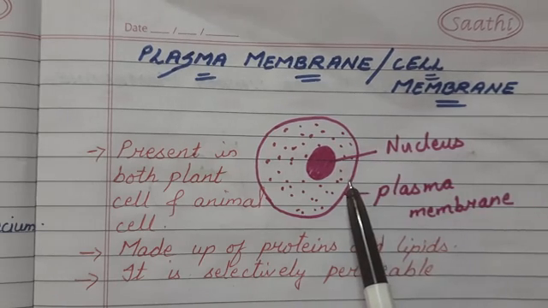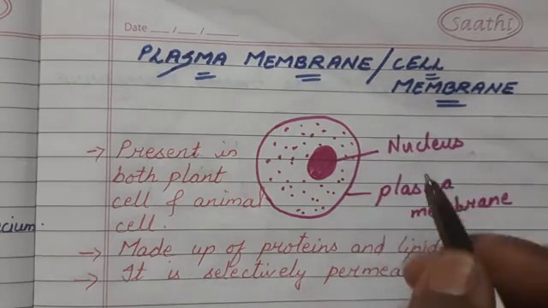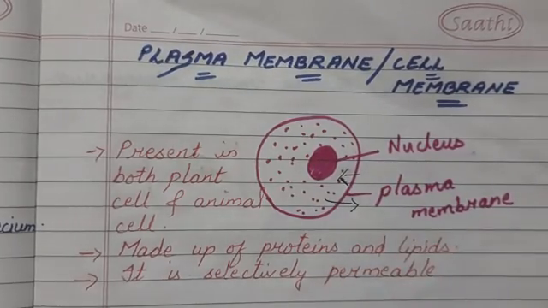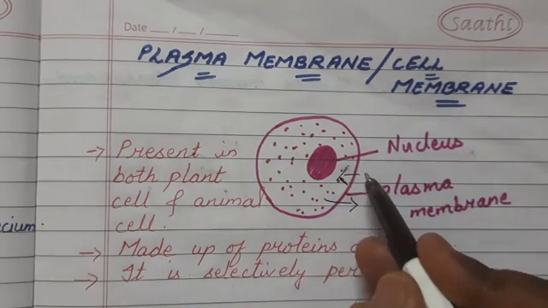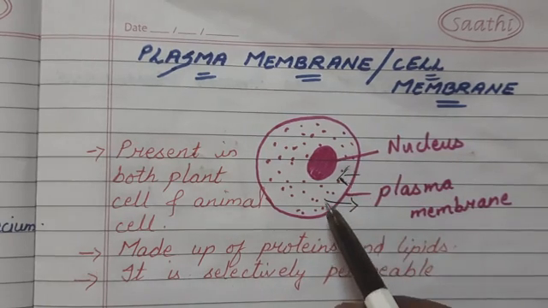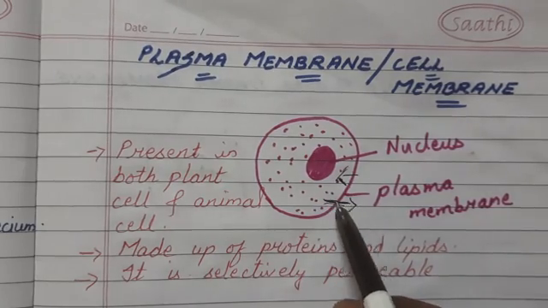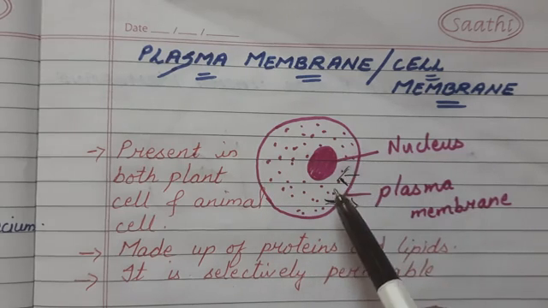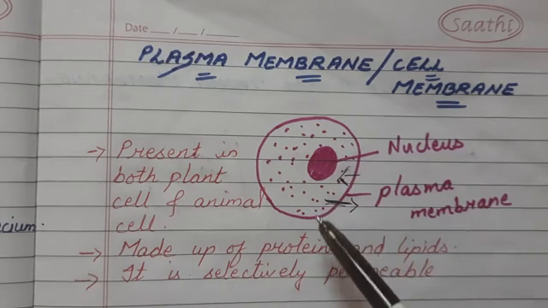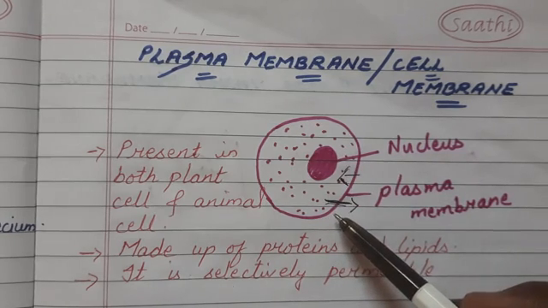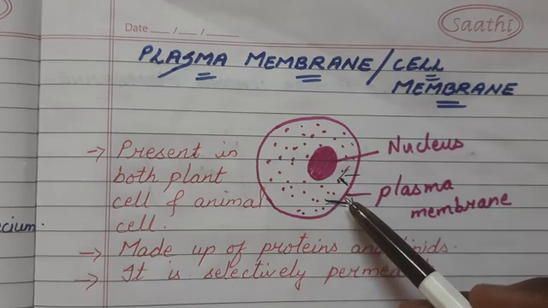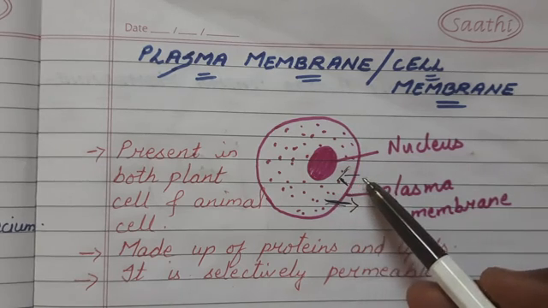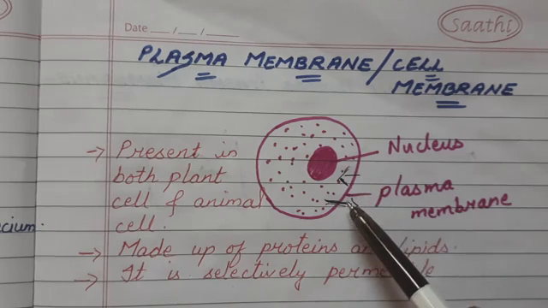That means it does not allow all the materials. All the materials cannot get inside the cell, or go out of the cell. So if any material has to get into the cell, or move out of the cell, it is decided by the plasma membrane. That is why it is called a selectively permeable membrane. So that means it controls the movement of materials entering and leaving the cell.